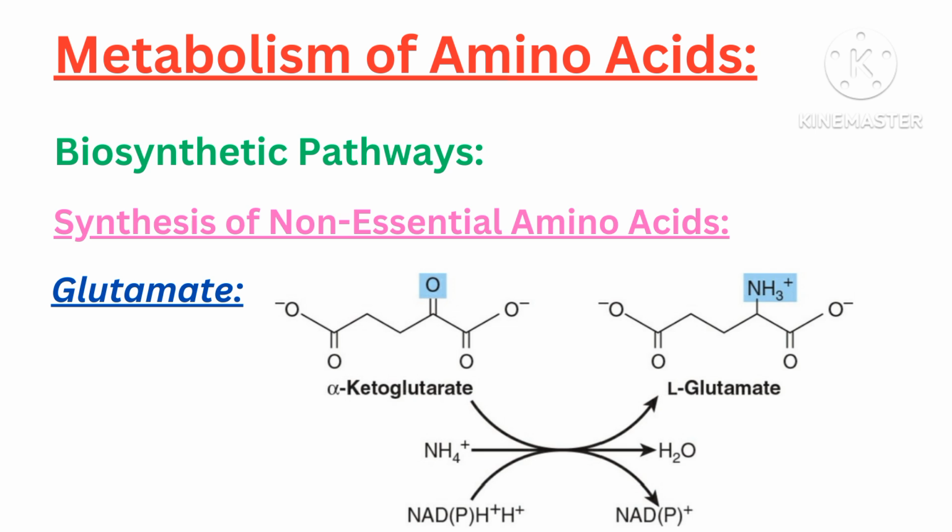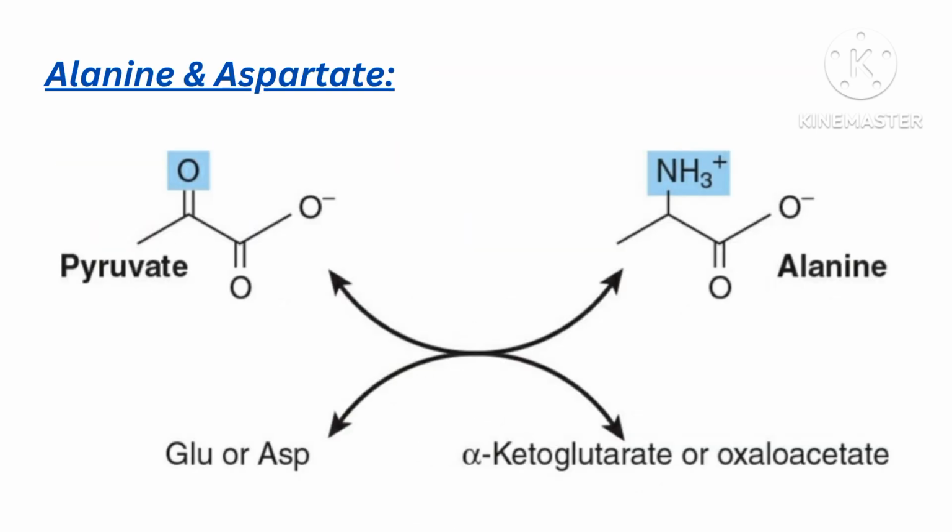Glutamate. Alpha-ketoglutarate, an intermediate of the citric acid cycle, is converted to glutamate by glutamate dehydrogenase, GDH, through reductive amination, and by transaminases, which transfer an amino group from other amino acids to alpha-ketoglutarate. Alanine synthesis occurs through transamination of pyruvate by the enzyme alanine transaminase. Aspartate synthesis occurs through transamination of oxaloacetate by the enzyme aspartate transaminase.